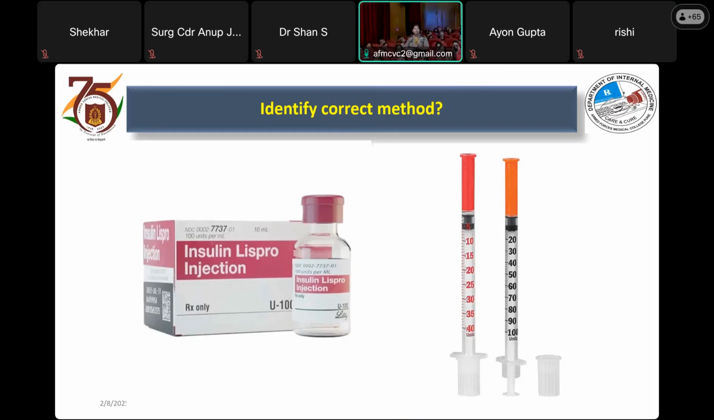So this again is taken from the mistakes which have happened. So U100, please use the 100 unit syringe. If you have a U40 strength insulin, please use the 40. Because if you load 100 units per ml in a 40 unit syringe, what will happen? You will administer 2.5 times higher insulin. That will lead to fatal outcomes.